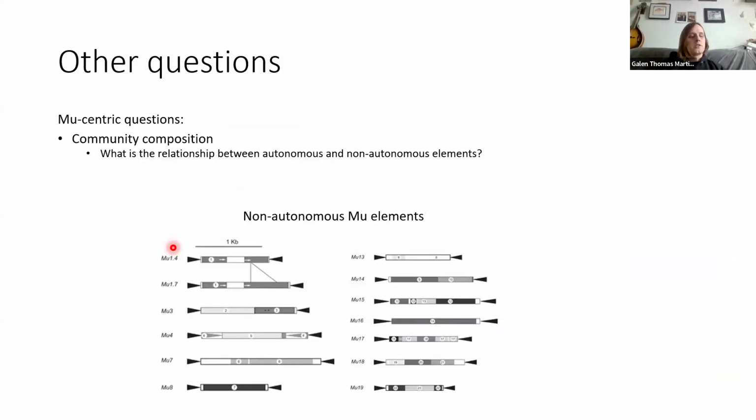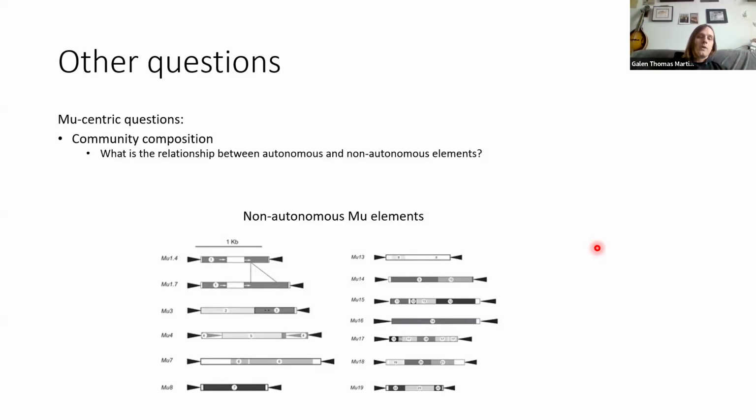So there are a ton of different questions that I'm just going to throw out there that we are intending to address. A big one for me is the relationship between autonomous and non-autonomous elements. Of course, most people assume that non-autonomous elements are essentially parasites of the autonomous elements, right? They don't have the ability to transpose themselves, and they act as a competitive inhibitor for transposase enzymes produced by the autonomous elements. So it's assumed that they're parasitic.